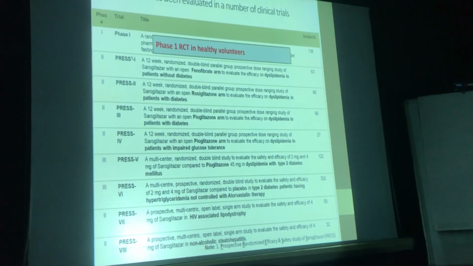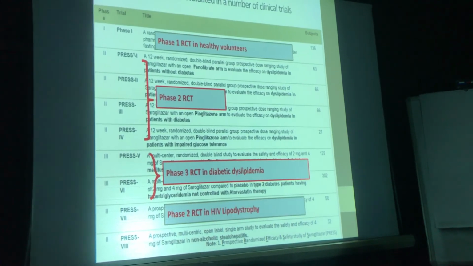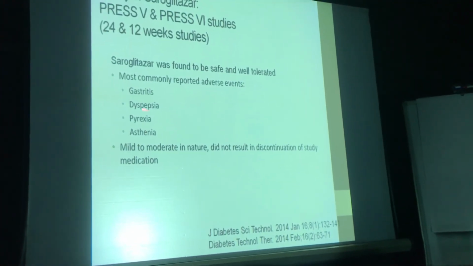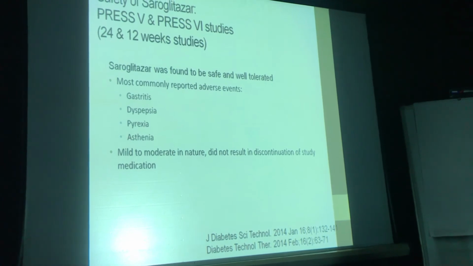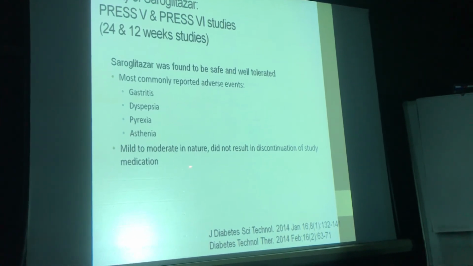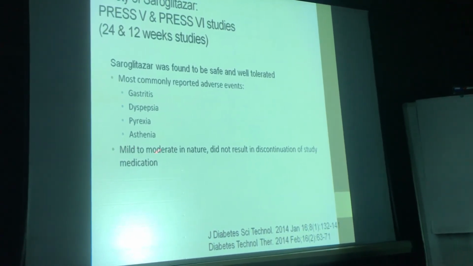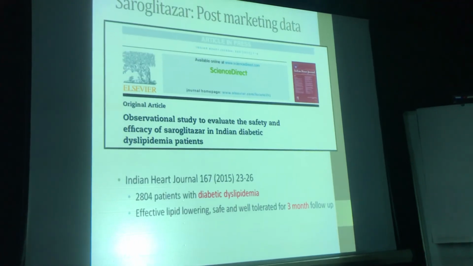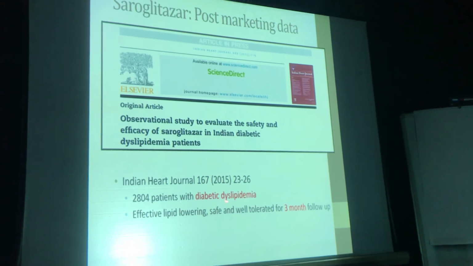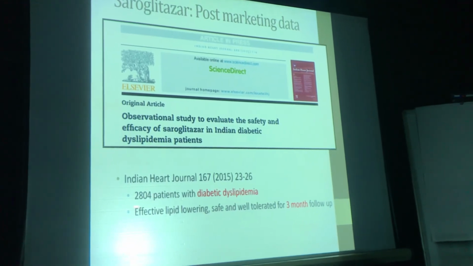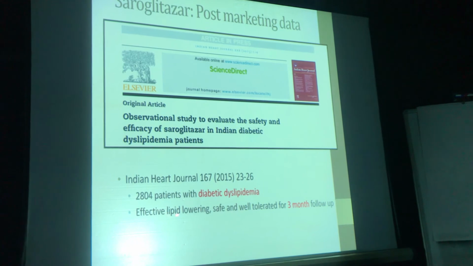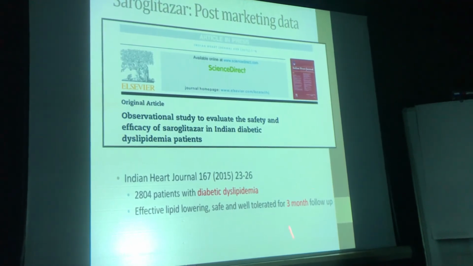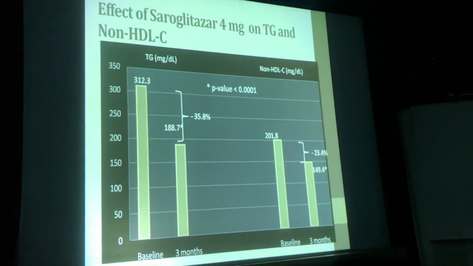Many trials have been conducted with saroglitazar, so it is a widely studied medicine, with very few side effects like gastritis, dyspepsia, pyrexia, and asthenia. Those are seen in less than 2% of individuals, and even if they are there, they are very mild, and discontinuation of therapy is seldom required. In diabetic dyslipidemia, more than 3,000 patients have been studied, and it is lipid lowering, safe, well tolerated, and a 3-month study is also available.